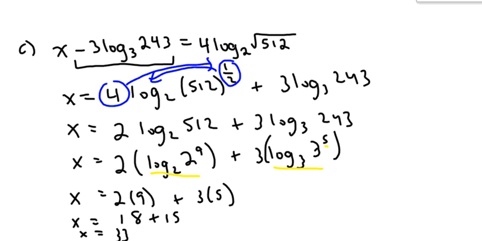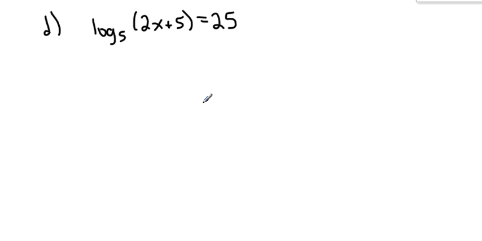All right, let's look at the next question. So in this question, x is within the output here, 2x plus 5. And so I need to isolate that. Well, the problem is that it's in the log statement. So what else can we do? Well, remember, what this statement says is that 5 to some exponent is equal to 2x plus 5, and it actually tells me the exponent.